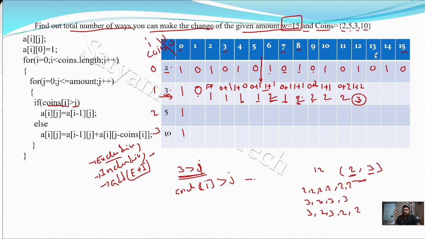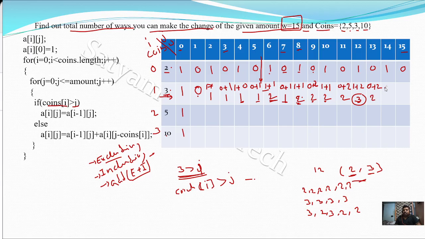Okay, now we can see in 13, here the previous value, not including 3, is 0, plus 13 minus 3, that is 10. In the 10th column, what is the value here? It is 2. So there are 2 ways to make 13.